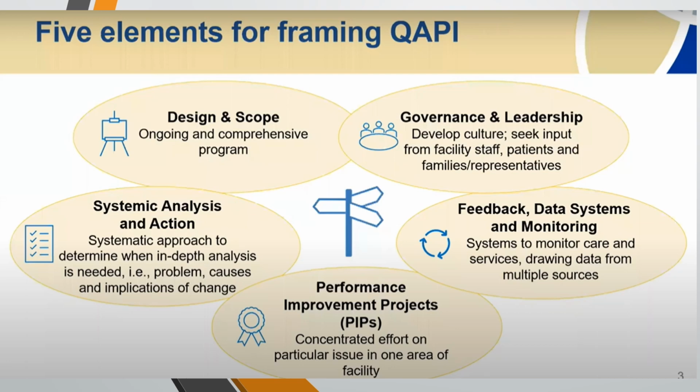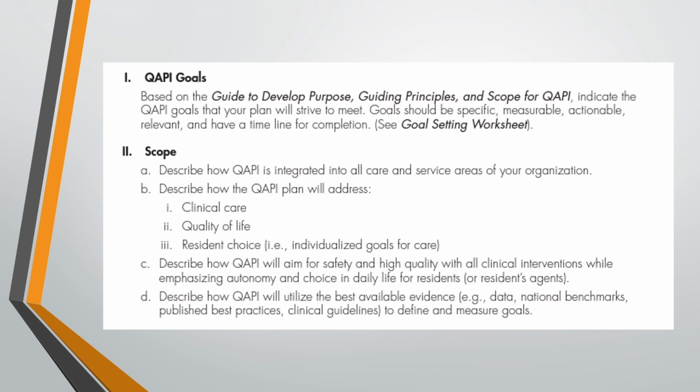Okay, 5 elements form the framing of your QAPI. We talked about the building blocks, and I just want to give a little bit more in depth of those topics and those building blocks. Now we're going to go a little bit in depth about developing a QAPI plan. Okay, we talked about definitions. We talked about the 5 building blocks. Let's go a little bit in depth about developing your QAPI plan based on the Texas Administrative Code.